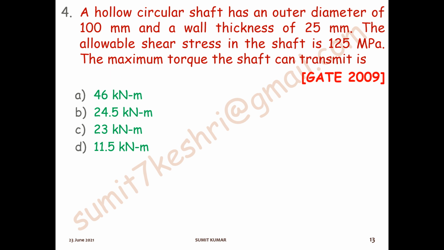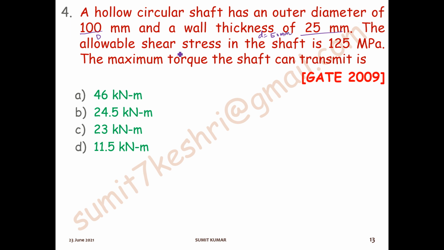Now see question number 4. A hollow circular shaft has an outer diameter, capital D, given, and a wall thickness of 25 mm. Since the wall thickness is 25 mm, what will be your small d? Small d will be 100 minus twice the thickness, which means 50. That will be 50 mm.